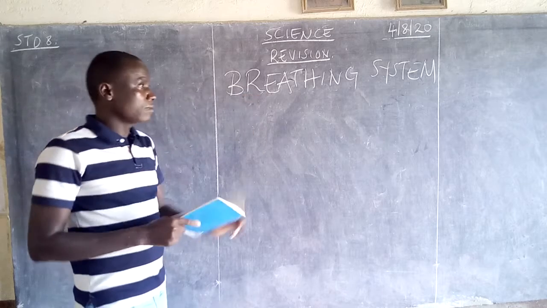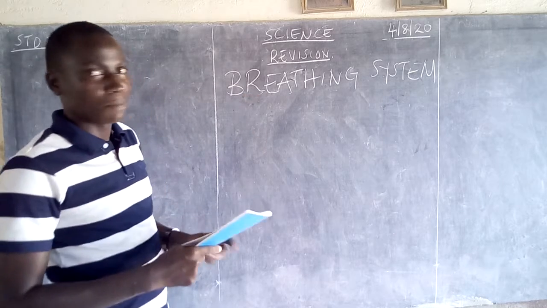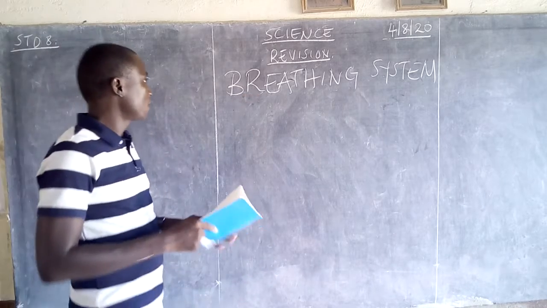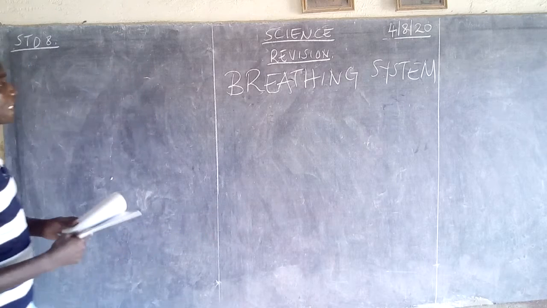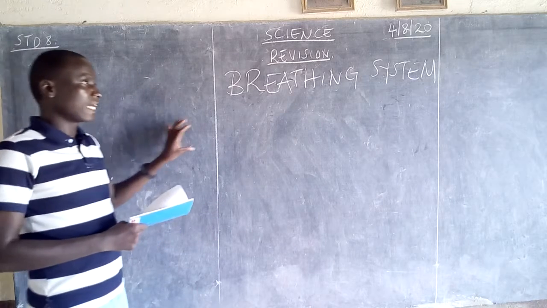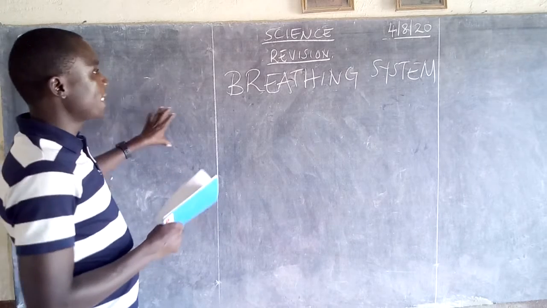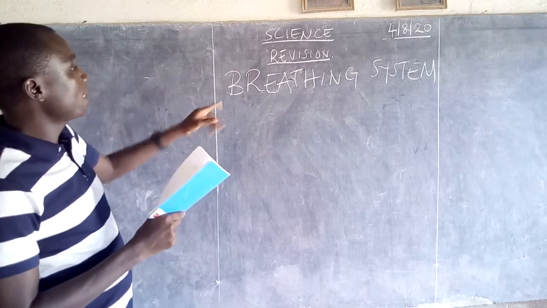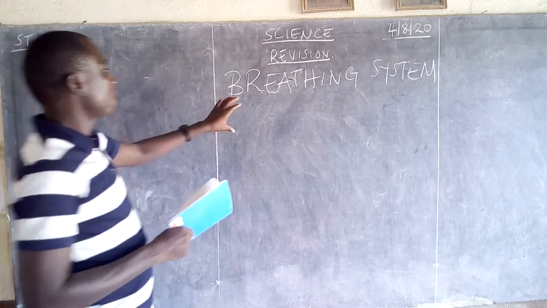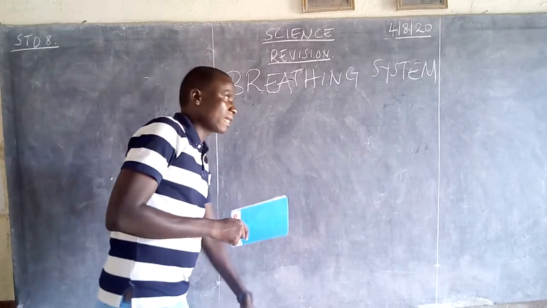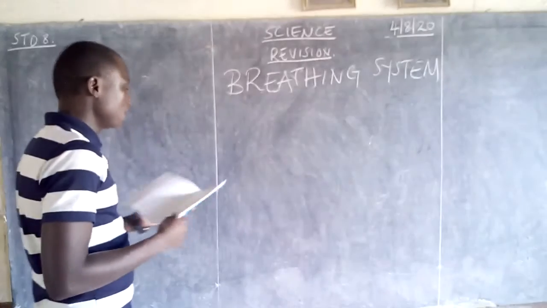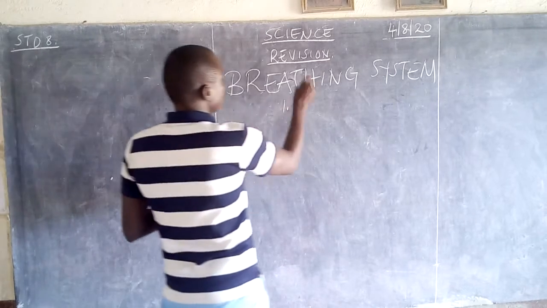Before we go to the system, we need to define what is breathing. What is breathing, class? We define breathing as a process of taking in clean and fresh air and at the same time taking out unwanted air. Now, breathing being a system, this means that it is comprised of parts. We need to list these parts. The first part of the breathing system we have is the nose.